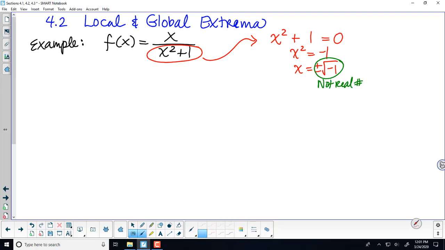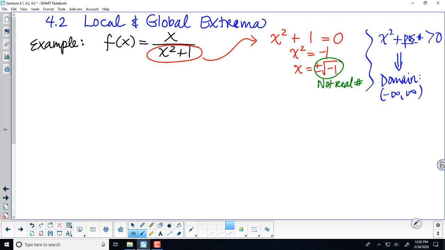So just making a note here, let's say that anytime I have x squared plus some positive number, it is always going to be greater than 0. Okay? So what that means is then that the domain is all real numbers. So even though it's a rational function, the domain is all real numbers. Okay? All right.